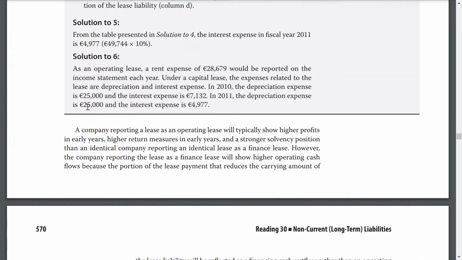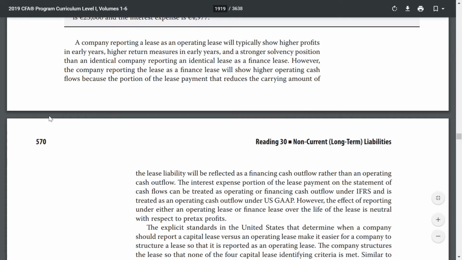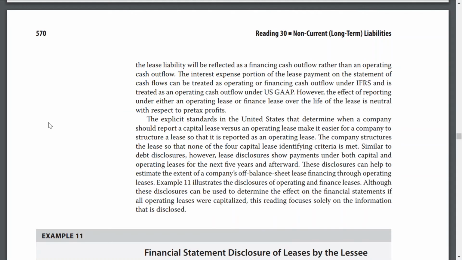A company reporting a lease as an operating lease will typically show higher profits in early years, higher returns measured in early years, and a stronger solvency position than an identical company reporting an identical lease as a finance lease. However, a company reporting a lease as a finance lease will show higher operating cash flow, because the portion of its lease payments that reduces the carrying amount of the lease liability will be reflected as a financing cash outflow rather than an operating cash outflow.